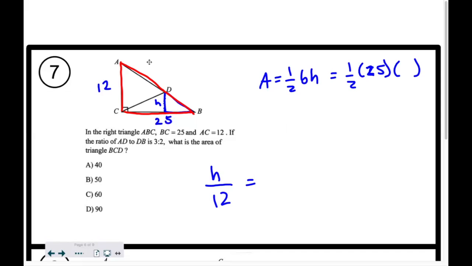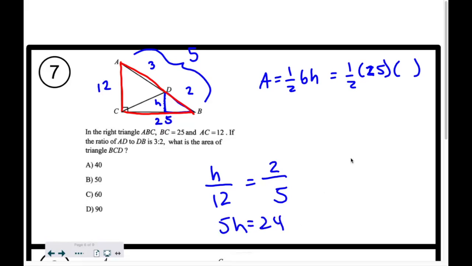So if this one is like 3 to 2, well, the whole thing is like 5. I know they're not the actual lengths, they're just the ratios. So if I want the ratio of DB to the whole thing, that's 2 to 5. This is how I'm going to find H. So again, simple cross multiplying. 5H is 24, so H is 24 over 5. So I'm going to put 24 over 5 here.